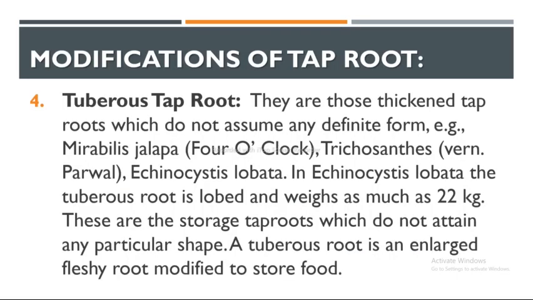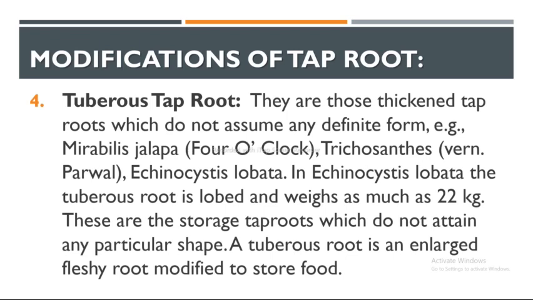So, the fourth type is the tuberous taproot. They are those thickened taproots which do not assume any definite form. For example, the Mirabilis jalapa, four o'clock plant. And the next is the Trichosanthes, vernacular name is parwal. And the next is the Echinocystis lobata. In Echinocystis lobata, the tuberous root is lobed and weighs as much as 22 kg.